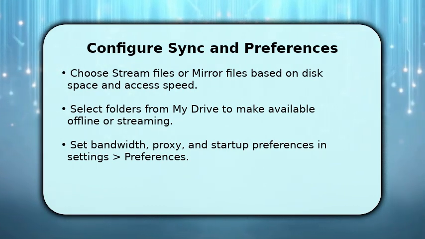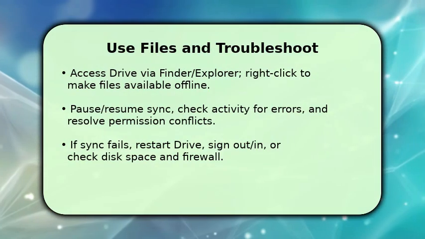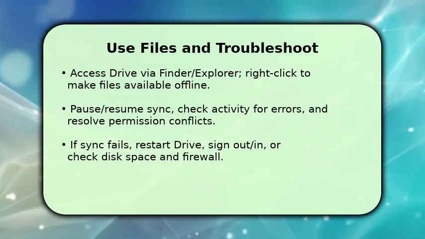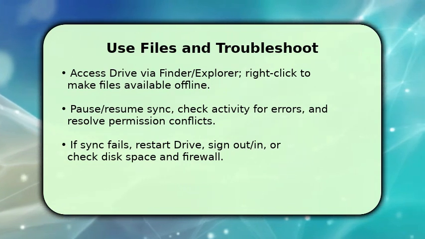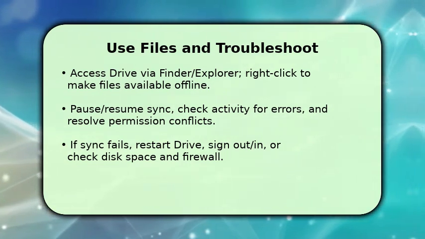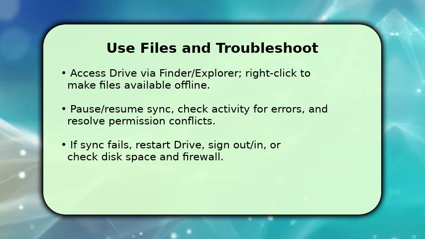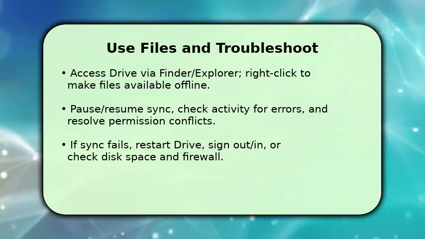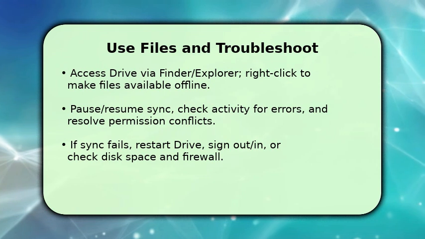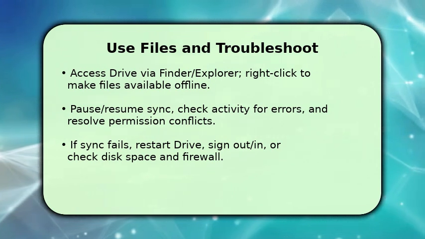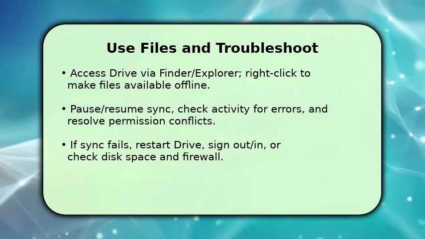Now use Drive like a regular folder. Open Finder or Explorer to browse your My Drive and shared drives. Right-click any file to make it available offline or to see version history. This ensures access when you're disconnected. If syncing stalls, open the Activity panel to view errors. Pause and resume sync or restart the app to clear transient issues.